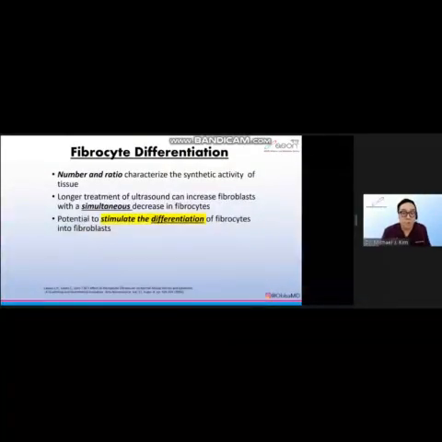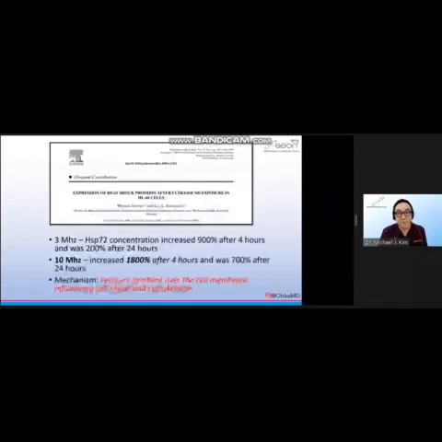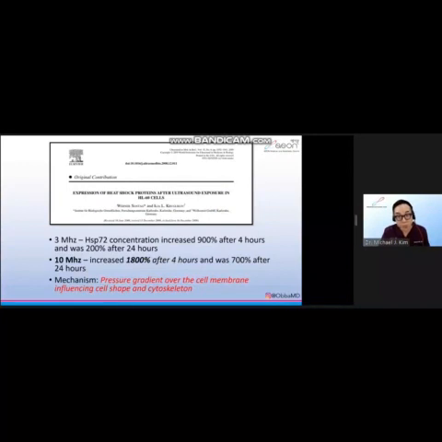Longer treatment of ultrasound can stimulate the differentiation of fibrocytes into fibroblasts. This is a study done showing the effects of LDM ultrasound on HSP, or heat shock protein, expression, and it shows a significant increase after exposure to ultrasound energy and postulated the mechanism to be the pressure gradient. Again, this is a physical, not a biochemical, etiology over the cell membrane, influencing the cell shape and cytoskeleton.